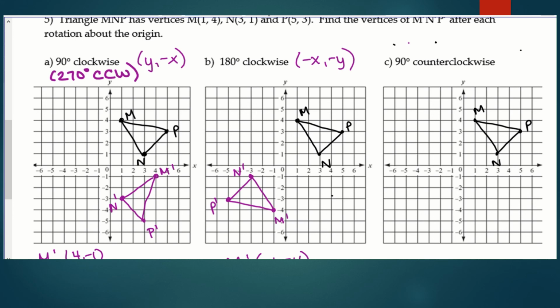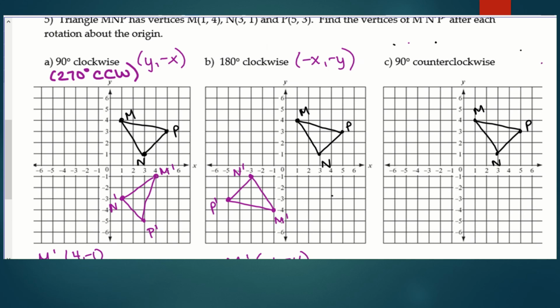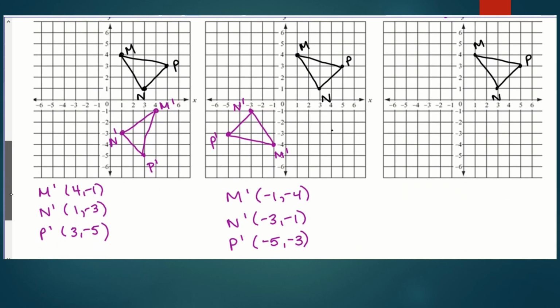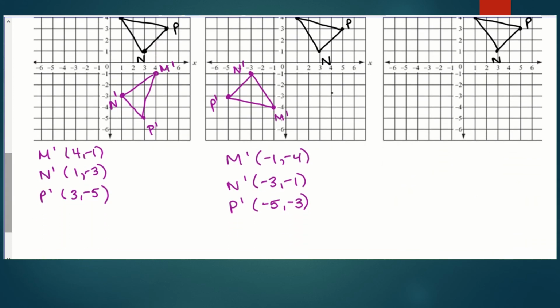Alrighty, so now let's graph the image after a 90 degree counterclockwise rotation. I'm going to apply the rule here. The rule is switch x and y, and we're going to negate the original y value, which is now our new x value. So M prime is located at (negative 4, 1) once we apply that rule, or if you rotate your paper. N prime is at (negative 1, 3), and P prime is at (negative 3, 5).